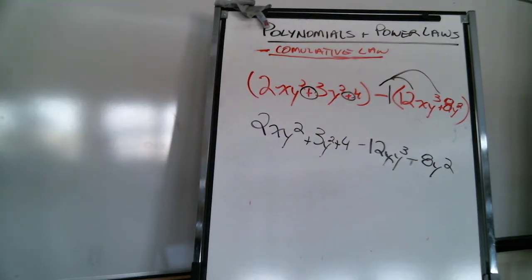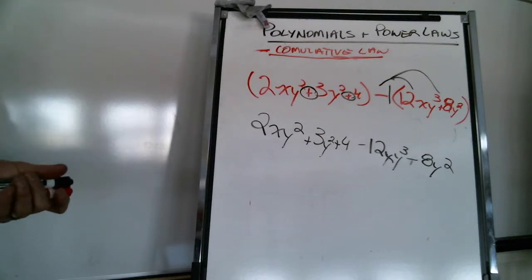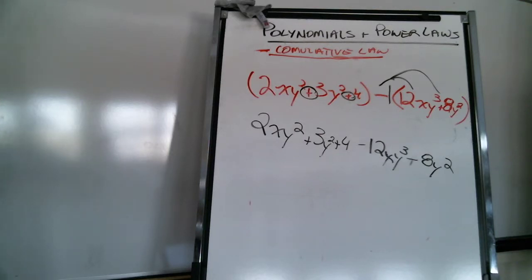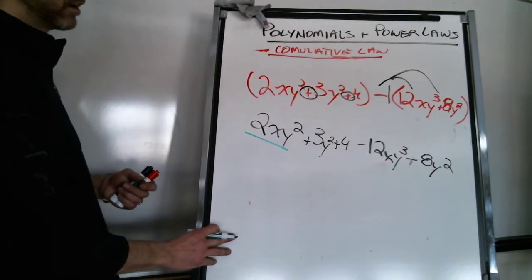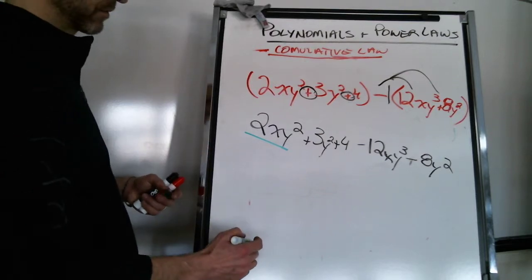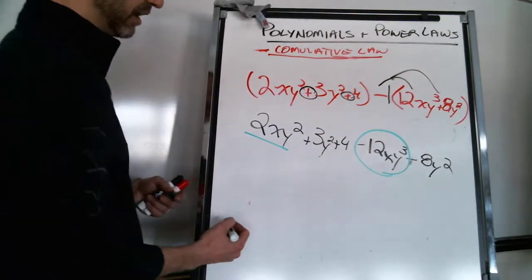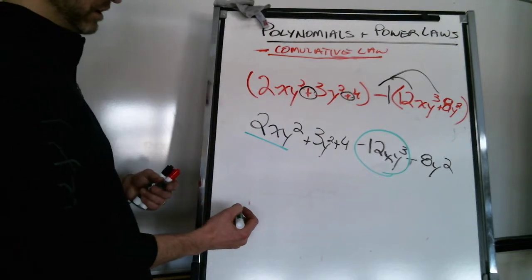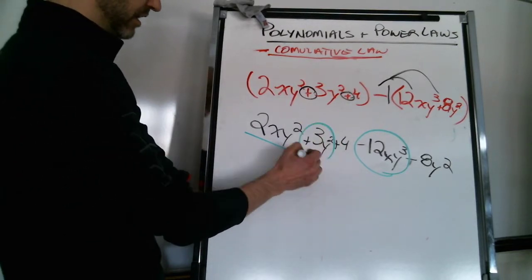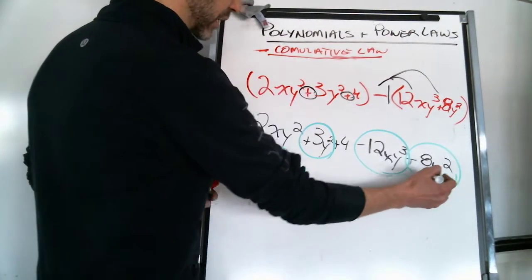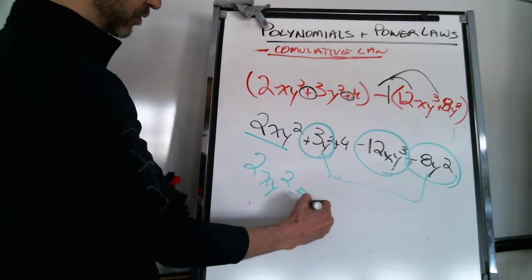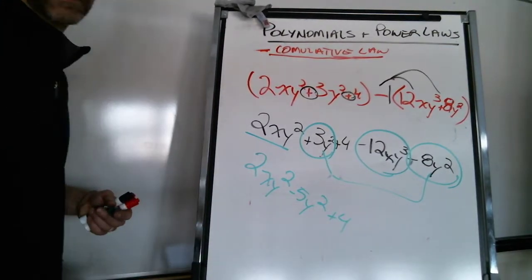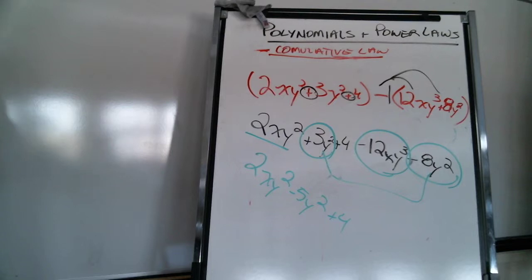Now what can I do with this? Put the like terms together. Yeah, exactly. That's the only other skill you need to know in this whole unit, like terms. I have xy squared. Do I have another xy squared? Sorry, not squared, I wrote it wrong. I got a -12xy cubed. I have a y squared here. And I have a y squared here. So I could put those two together. So I get 2xy squared minus 5y squared plus 4. That's as far as you can go. That's the whole thing.